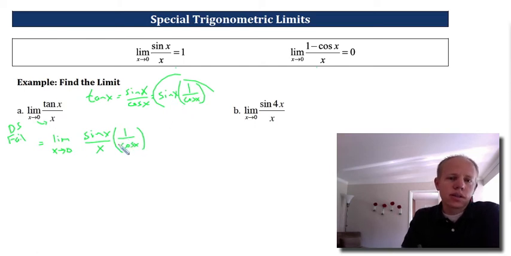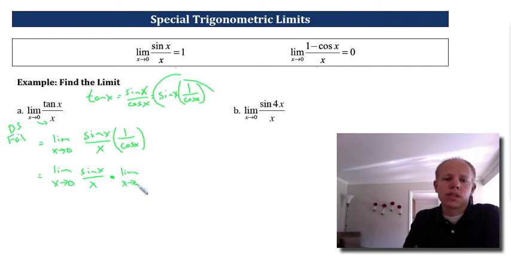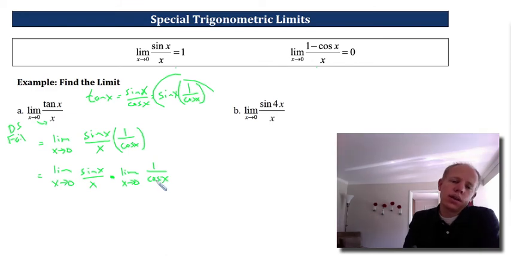Now, this is two different functions that are being multiplied together. So we can actually split this apart and find the limit as x approaches 0 of sine x over x, and we can multiply that by the limit as x approaches 0 of 1 over cosine x. Okay, so if you need to review those properties, they're way back on the first page.